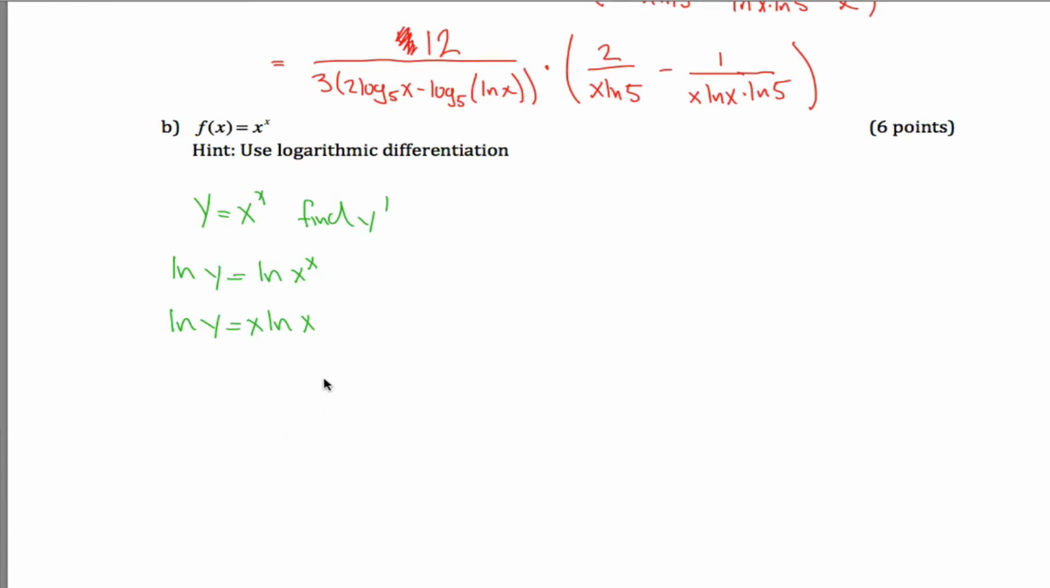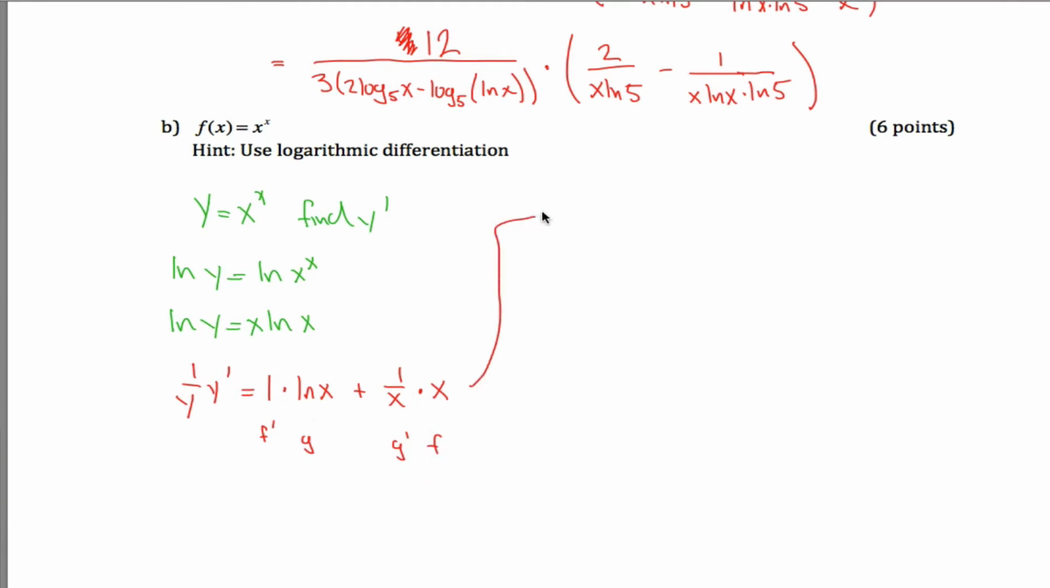Let's do some calculus. The derivative of the natural log of y is 1 over y times y prime. To find the derivative of x times the natural log of x, I'll have to use the product rule. f prime would be 1. g is the natural log of x, so g prime is 1 over x. So this is f prime g plus g prime f.